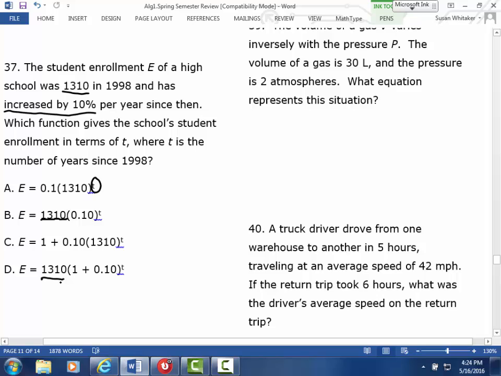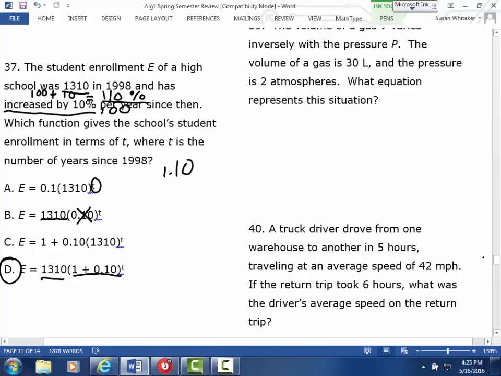Okay, so 1310 by itself. Then increase by 10%. So we still have 100% of the amount, and then we're adding 10% to it. So that's actually 110% right now. If we divide that by 100 to get our decimal, that would be 1.10. If we add these two together, that would be 1.10. So D is our correct answer.